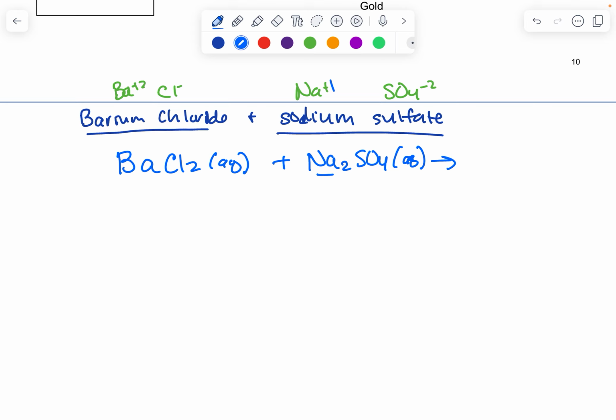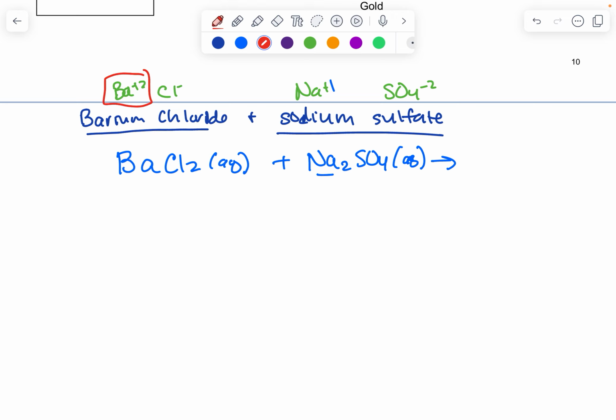So both reactants can always be aqueous. However, if both products are aqueous, that means they all dissolve in ions and nothing is going to happen, because aqueous means when you put it in water, it dissolves and breaks apart into ions. So let's look at what goes with what.